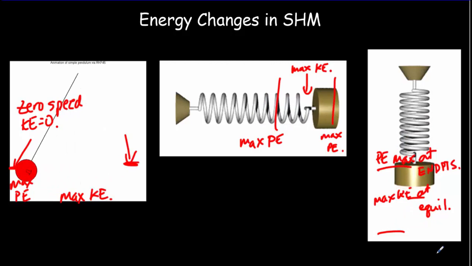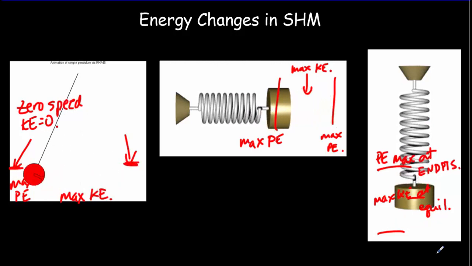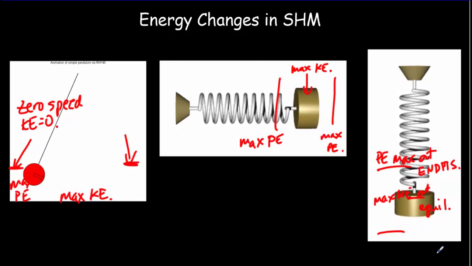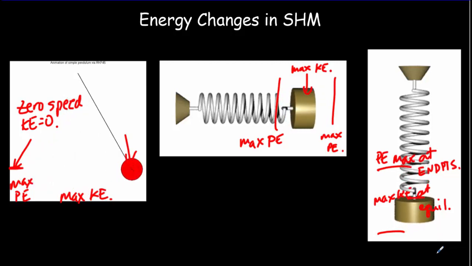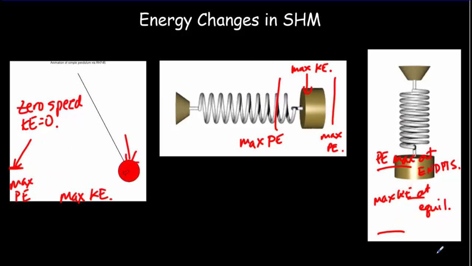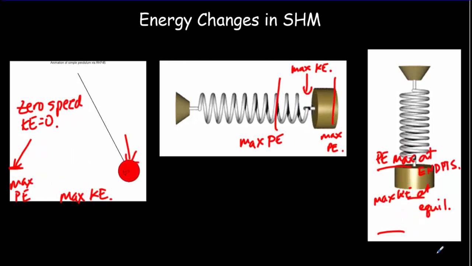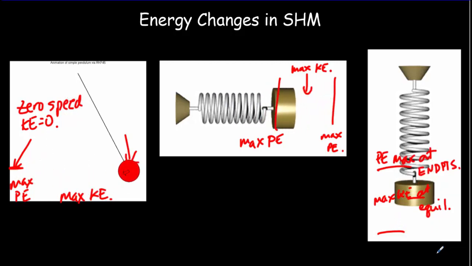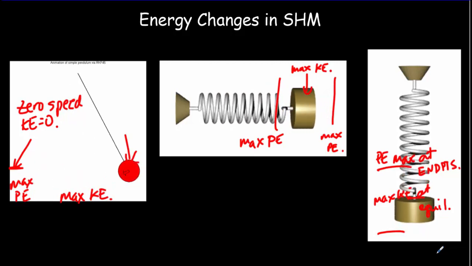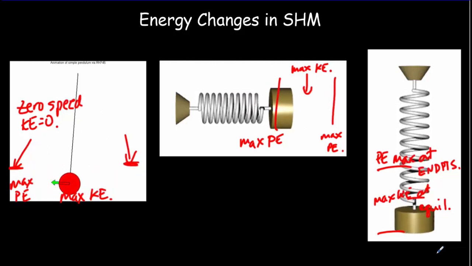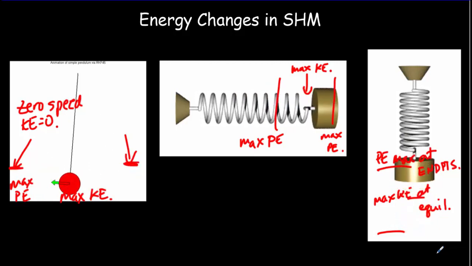The difference with the vertical mass on the spring is that the potential energy has two forms now. It's going to have some gravitational potential energy and some elastic potential energy. But it's still the same overall idea. Maximum potential energy at the endpoints, maximum kinetic energy in the middle, total energy remaining constant throughout the cycle.